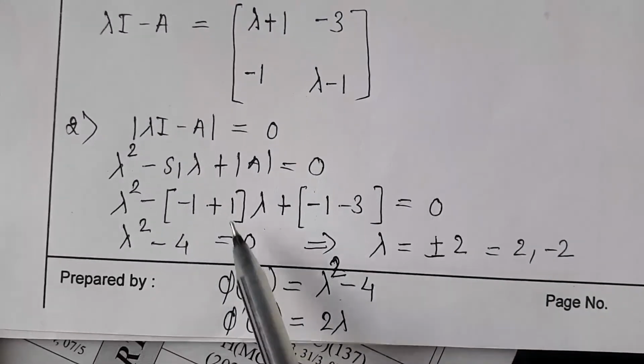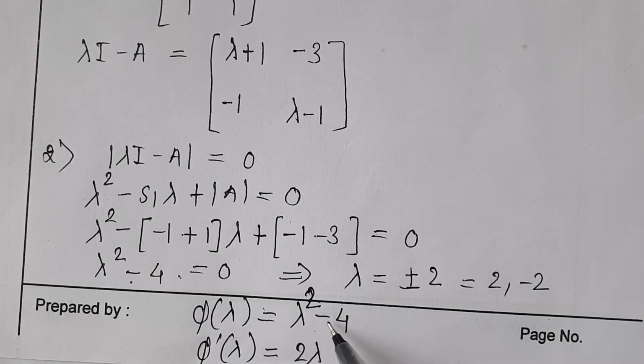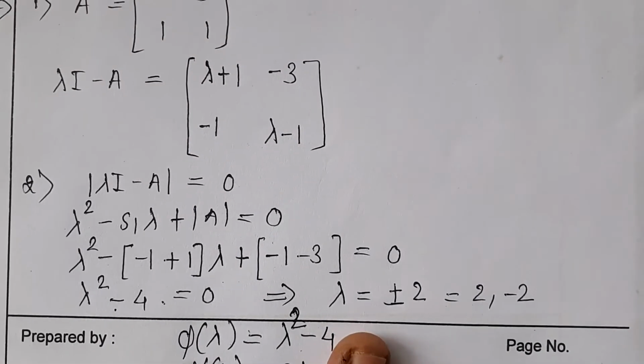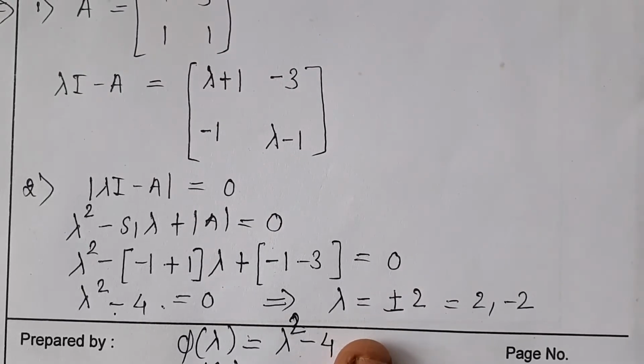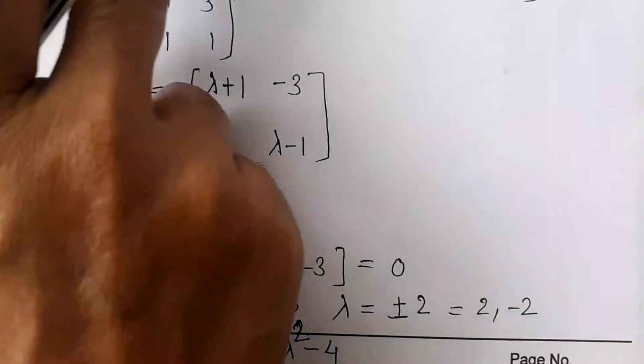Second thing is, whatever the equation in lambda which we have obtained, write it as phi of lambda, which is lambda square minus 4, and phi dash of lambda becomes 2 lambda. Now find out one by one what we want first. We want P of lambda 1, then Z of lambda 1. So we first find out this Z of lambda i.